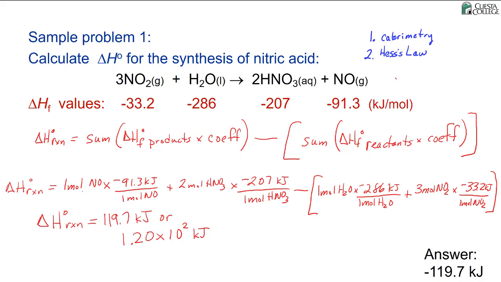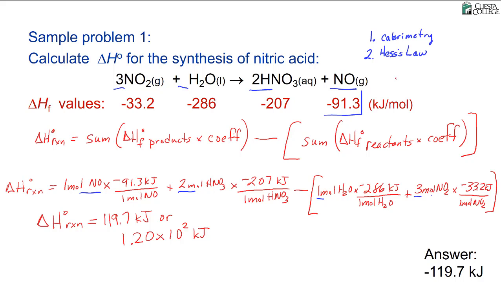So here is NO, which shows up in the products. Its delta HF is negative 91.3. That's kilojoules for every mole. For the HNO3, there are 2 moles of those in the coefficient, so its delta HF has to get multiplied by 2. The water molecule only has 1 mole in the coefficients in the chemical equation. It gets multiplied by 1. And then the last reactant is 3 moles of NO2, so there's 3 moles of NO2 times its delta HF.